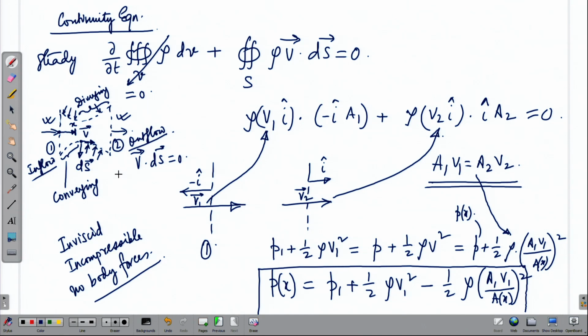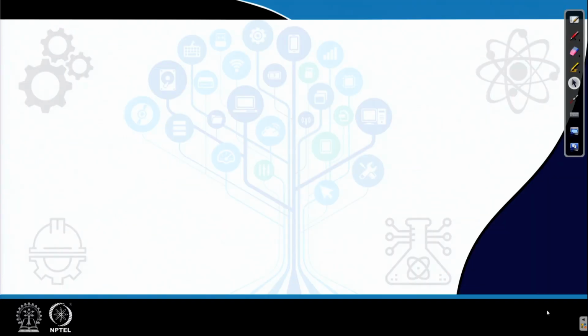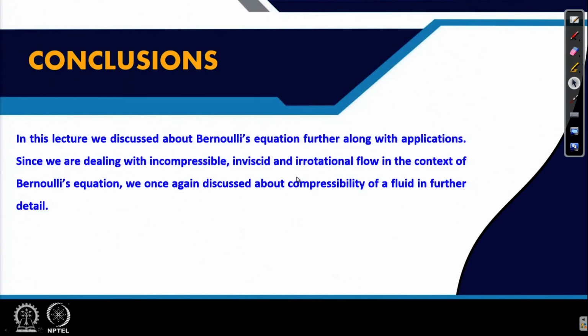So, we have looked at the issue of compressibility, and we have also discussed some aspect of Bernoulli's equation through applications. In this lecture we discussed further applications of Bernoulli's equation, and since we were dealing with incompressible inviscid flows, which could be both irrotational and rotational in the context of Bernoulli's equation, we once again discussed compressibility of a fluid in further detail. Thank you.